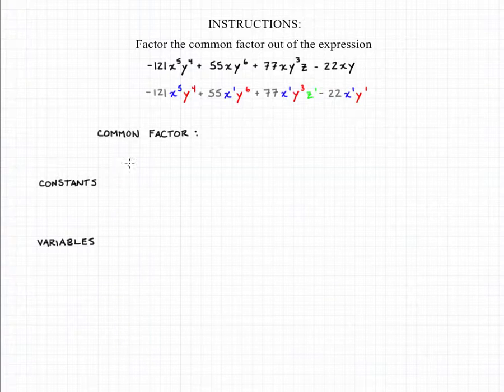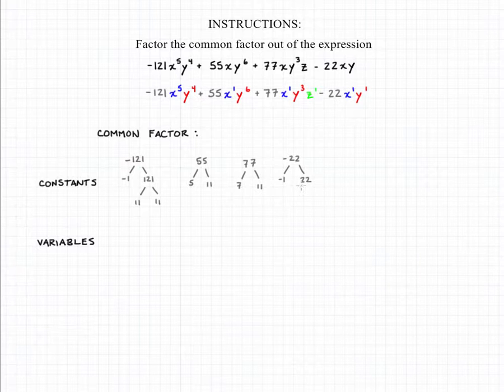Now we can factor out each of the constants. So if we begin with negative 121, we'll get negative 1, 11, and 11. For positive 55, we're going to get 5 and 11. For 77, we're going to have 7 and 11. And for negative 22, we're going to have negative 1 and 2 and 11. So we're looking for things that are found in each of our factors, and we have an 11 found in each factor and nothing else matches up, so we can move to our variables.